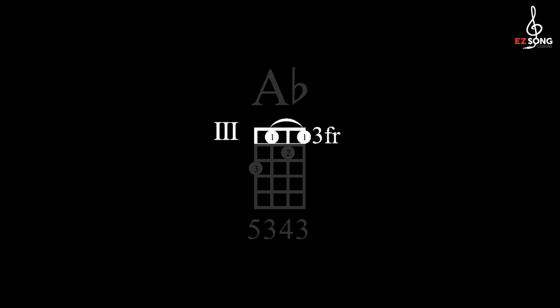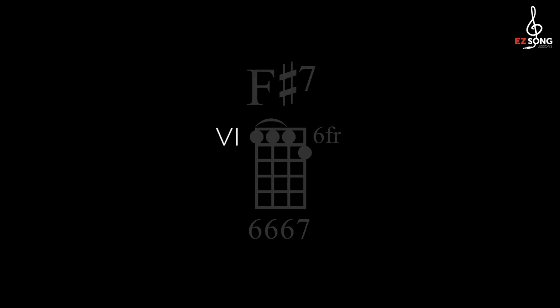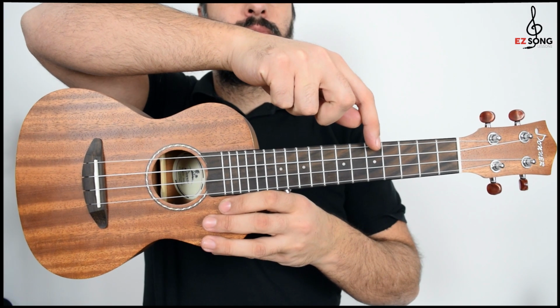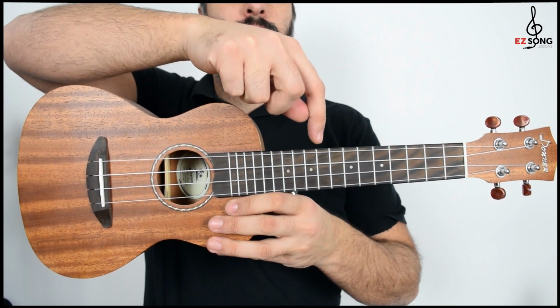The fret numbers can be shown with Roman numerals or with the letters FR and the fret number. For example, VI 6FR or FR6 indicates that the top fret on the diagram is fret number 6. Tip number 7. Check the dots on your fretboard to help you locate the higher frets.